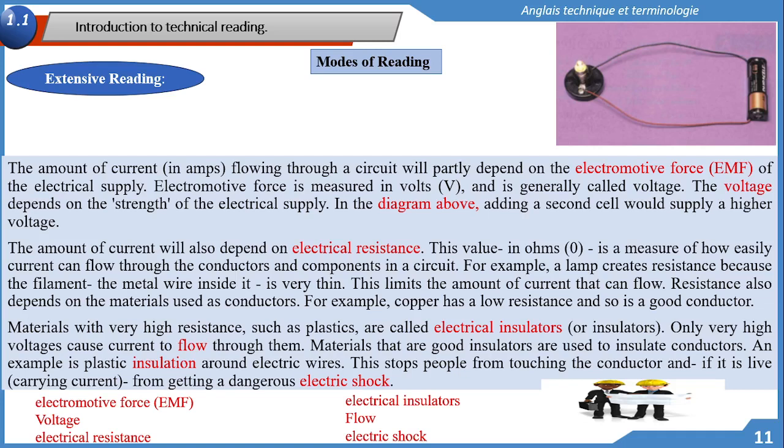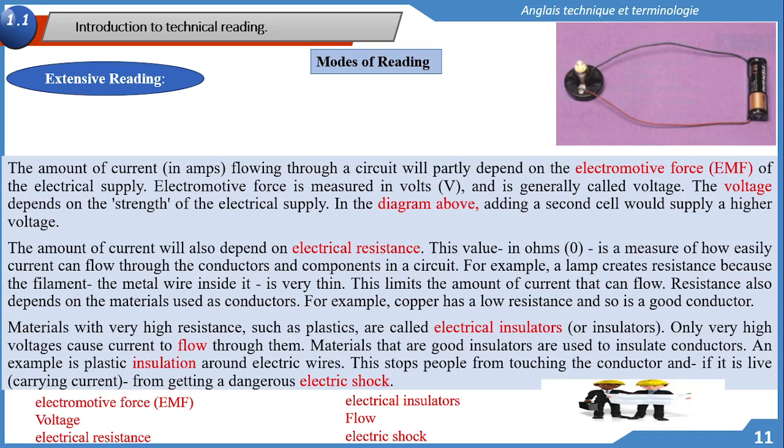The amount of current flowing through a circuit will partly depend on the electromotive force of the electrical supply. Electromotive force is measured in volts and is generally called voltage. So the voltage depends on the strength of the electricity supply. In the diagram above, adding a second cell would supply a higher voltage. The amount of current will also depend on electrical resistance.